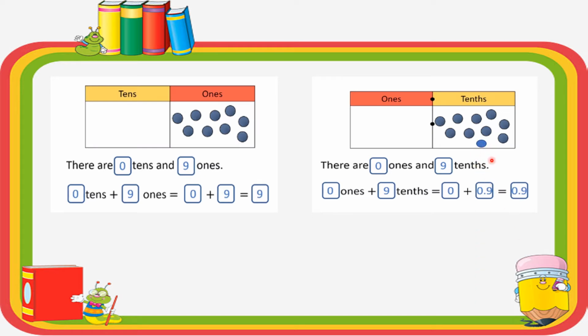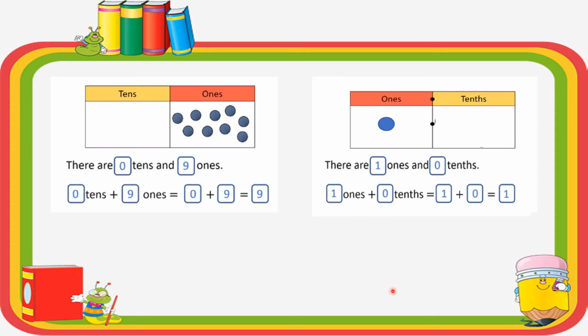Now if we add one more counter to this already 0.9, how many are we going to have? 10 tenths. So do we say 10 tenths? These 10 tenths can be exchanged for a 1 because 10 out of 10 is what? 1. So let's exchange these 10 tenths for a 1. So our representation will now be 1 one and what? 0 tenths. 1 one plus 0 tenths is equal to 1 plus 0, which is equal to 1.